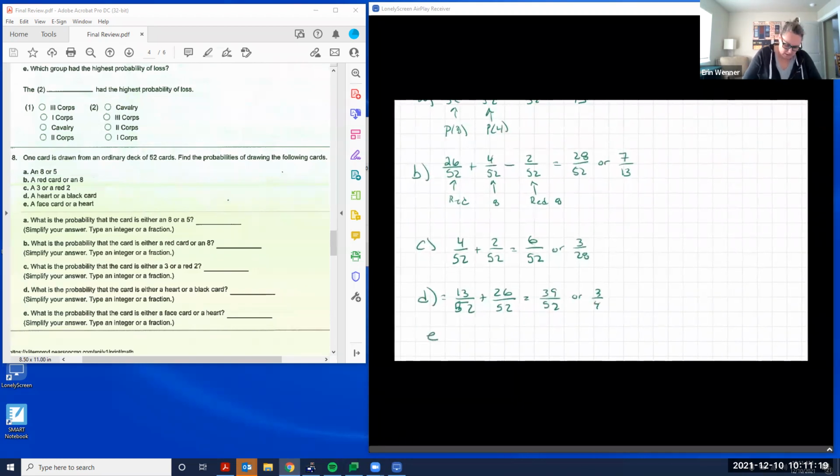And then E, which is a face card or a heart. So faces, there are 12 face cards in the deck. There are 13 hearts in the deck. And whoops, there should not be a plus here. There are 3 heart faces, which gives us 22 out of 52, or 11 out of 26.